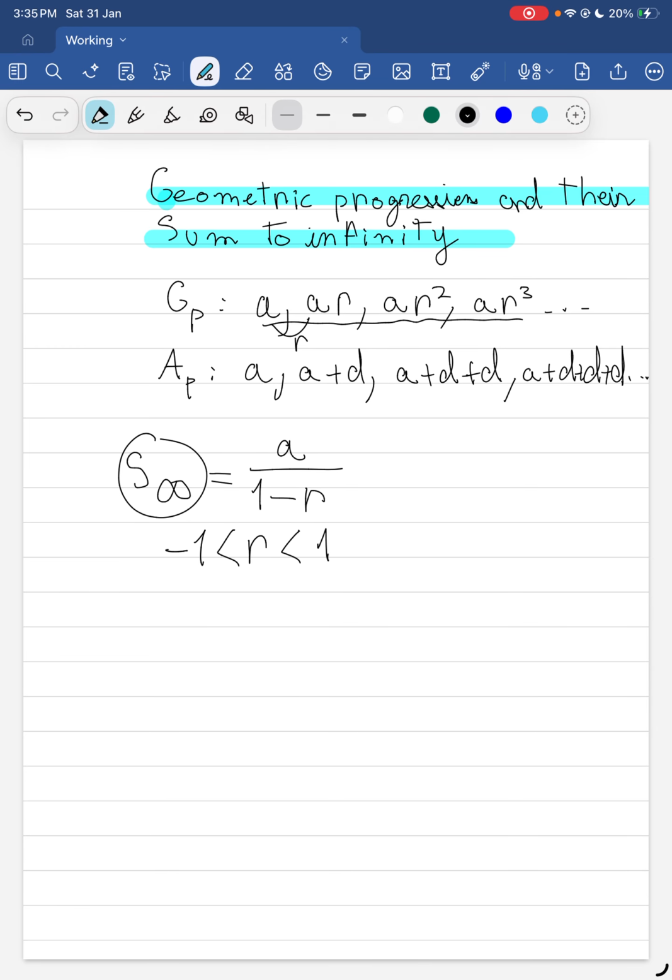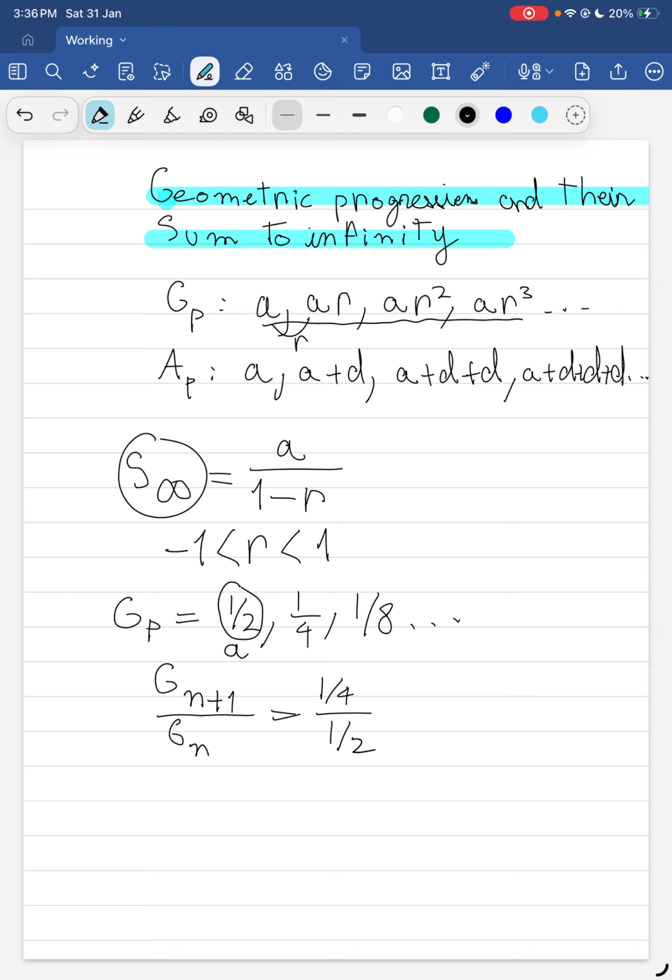So let's now demonstrate this with an example. Let's take this geometric progression, which is 1 over 2, 1 over 4, 1 over 8, and so on. We can identify our first term A. However, now we need to find R. But we know that R is the n plus 1th term divided by the nth term, so we'll take the first two terms for this. We'll do 1 over 4 divided by 1 over 2, which just equals 1 over 2.